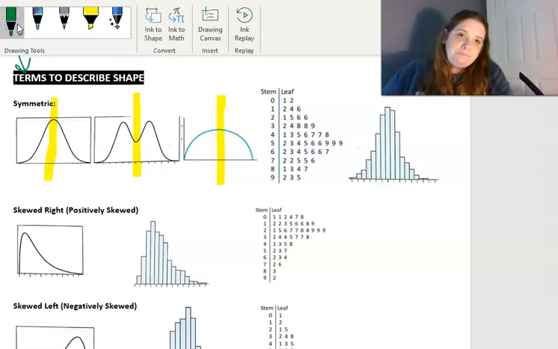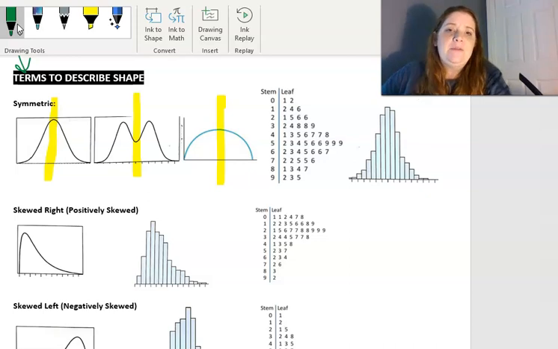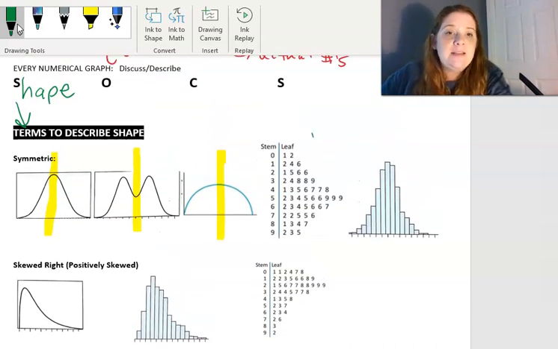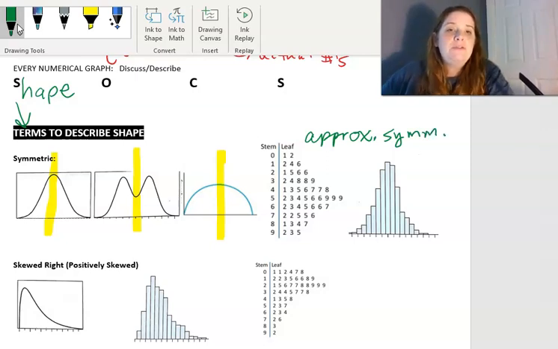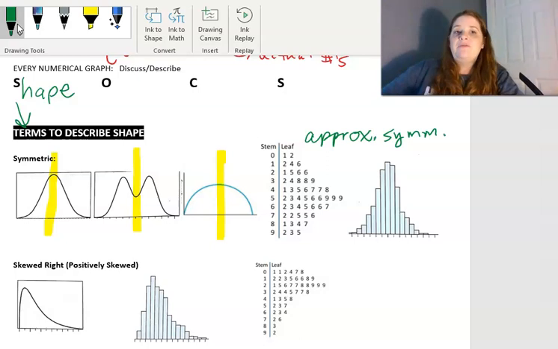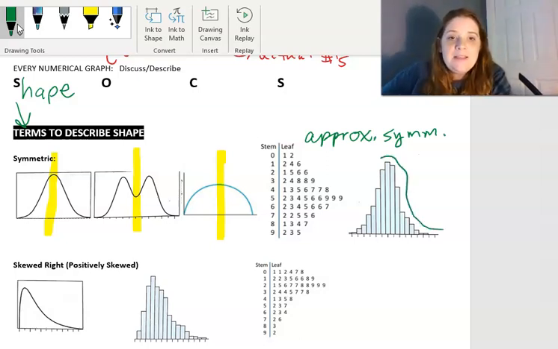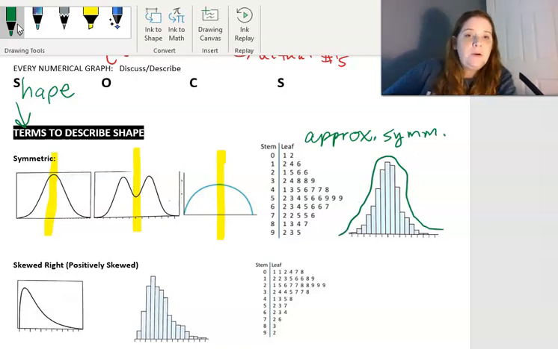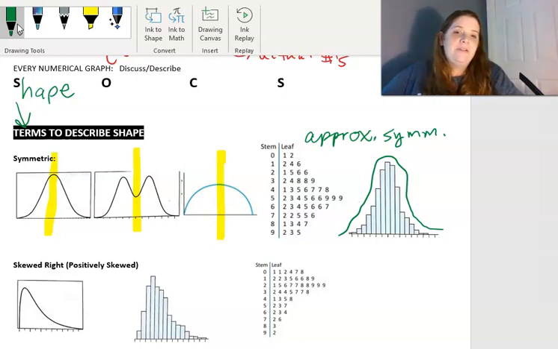Sometimes, however, we don't have perfect symmetry. Sometimes we would only say that something is approximately symmetric. So be careful and use those weasel words. If something isn't perfectly symmetrical, make sure that you throw that word approximately in front of it, or roughly. For example, this histogram over here on the right is not perfectly symmetrical. The bars don't match up exactly, but for the most part, it seems to be a mirror of itself.